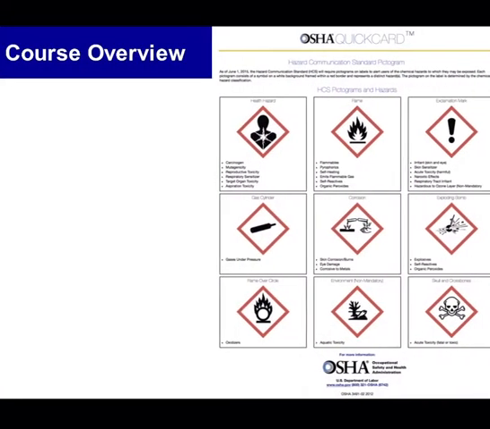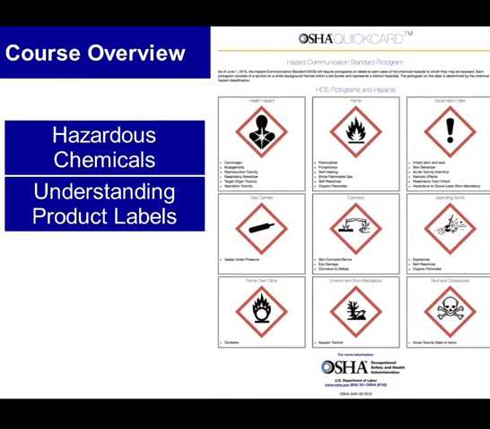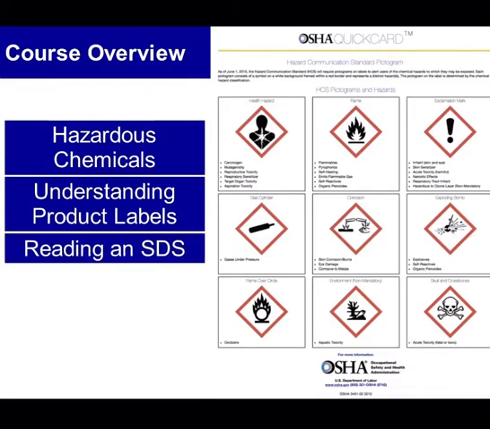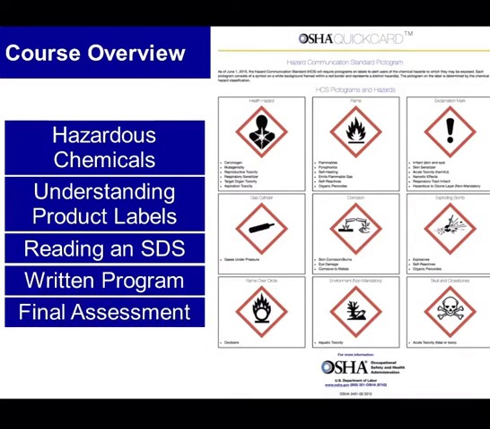This course has 4 lessons. Lesson 1 introduces hazardous chemicals. Lesson 2 examines the labels on hazardous chemicals and the information they contain. Lesson 3 covers safety data sheets and the important information they contain. Lesson 4 introduces the hazardous chemical inventory, written program, and training requirements. At the end of this course, there will be a final assessment. A score of 80% or higher on the final assessment is required to pass the course.